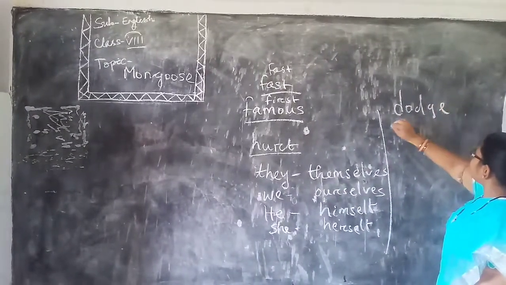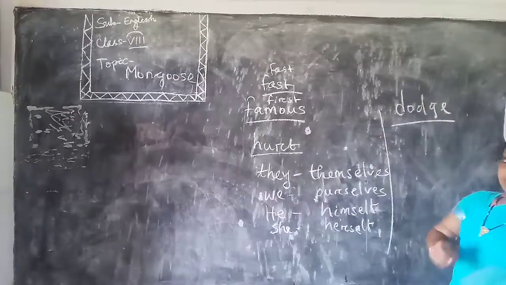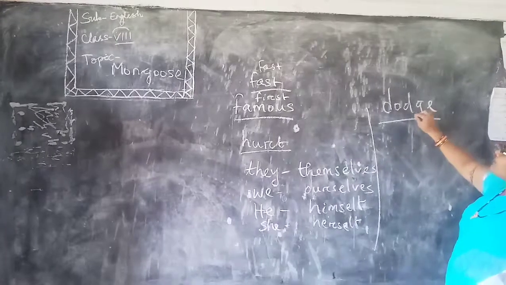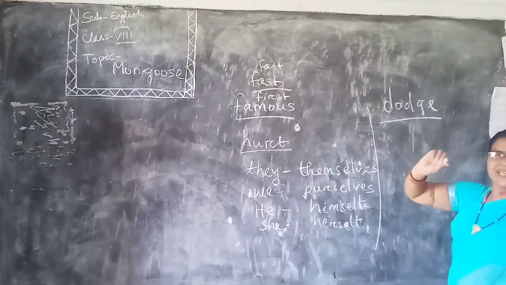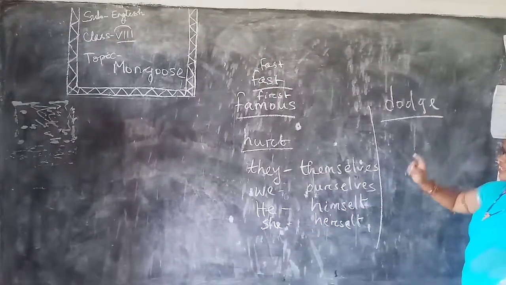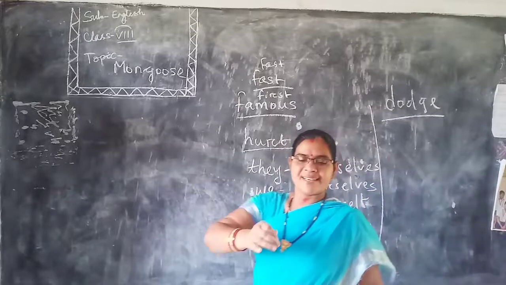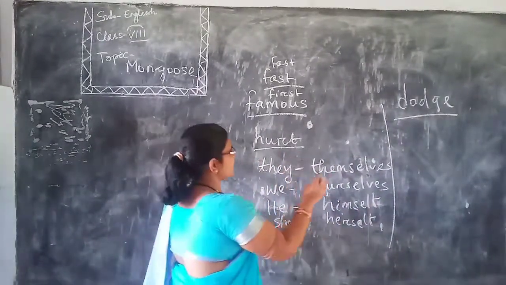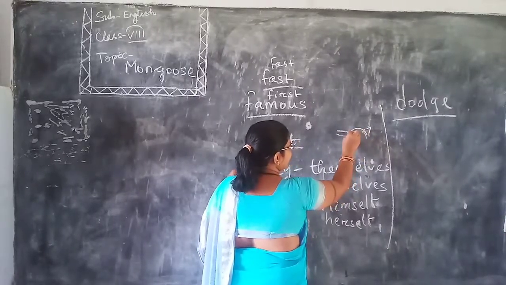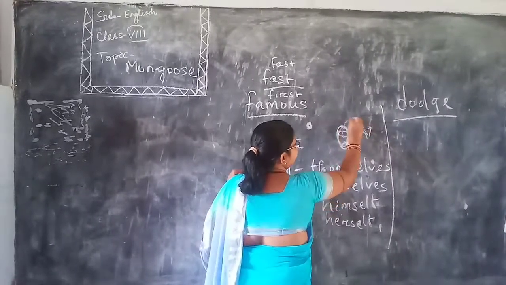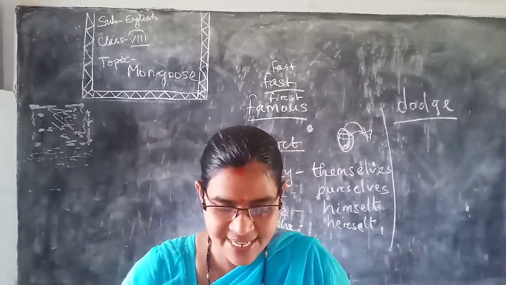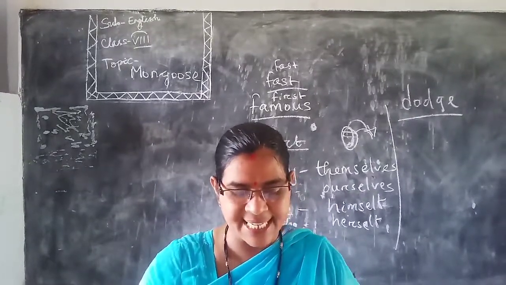D-O-D-G-E. This is a task for you. You may look up the dictionary. Look for the dictionary and find out the meaning of dodge. Okay? I'm not telling the meaning here. This is a task for you, dodge. They dodge so fast. Whenever the snake strikes, snake and mongoose is there. Whenever the snake strikes, the mongoose's reaction, they dodge very fast. They dodge very fast that they can dodge each time the snake strikes.